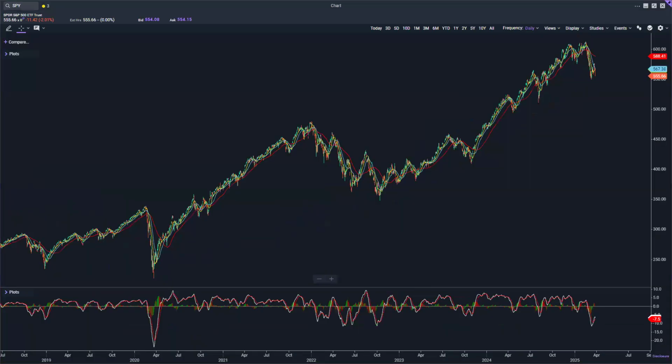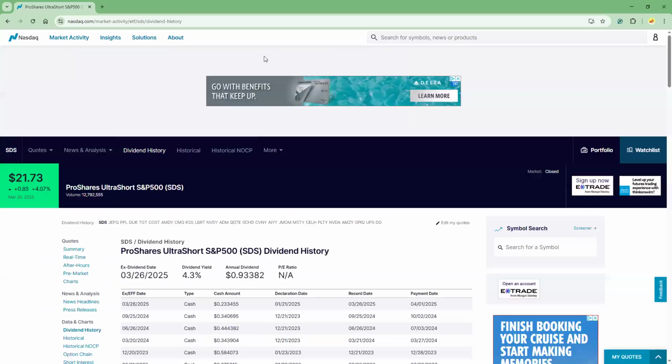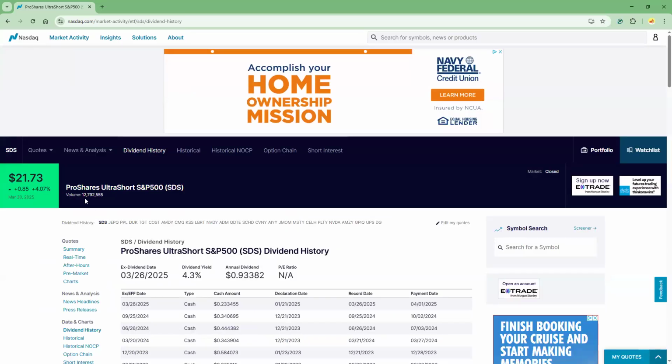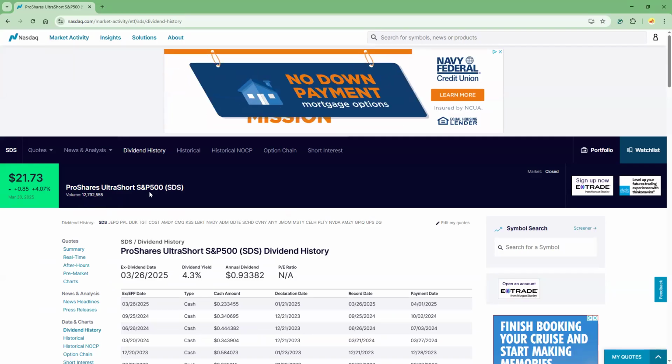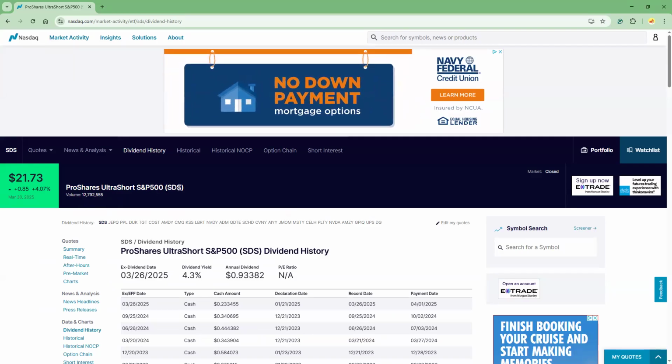Now, let's take a look here. I was talking about this ultra short ETF here. So this is the ProShares Ultra Short S&P 500. SDS is the ticker symbol. First off, it pays 4.3% a year in dividends. Amazing. You're getting paid almost 4.5% annually in dividends.